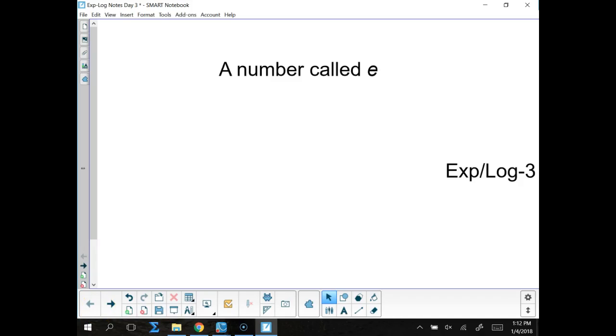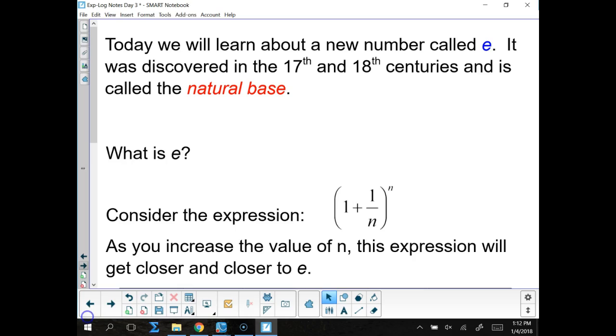So, a number called e, third day of exponentials and logs and all that fun stuff. Today we're going to learn about a number. It's called e. I draw your attention to the fact that this was discovered in the 17th and 18th centuries, because today to discover the e number, we're going to use these fancy handheld things that could take us to the moon. We call them calculators.